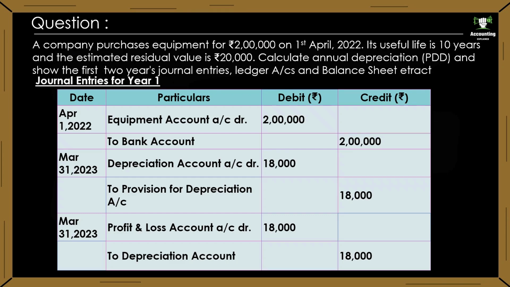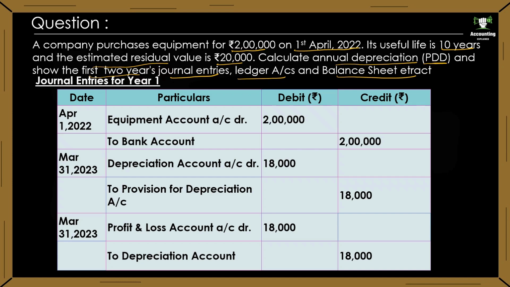Students, now let's solve a question. I am going to take the same question as I had taken for the straight line method of depreciation, and let us proceed with method 2, that is the provision for depreciation. The question is as follows. A company purchases equipment for rupees 2 lakhs on 1st April 2022. Its useful life is 10 years and the estimated residual value is rupees 20,000. You are going to calculate annual depreciation under the provision for depreciation method and show the first 2 years' journal entries, ledger accounts and the balance sheet extract.